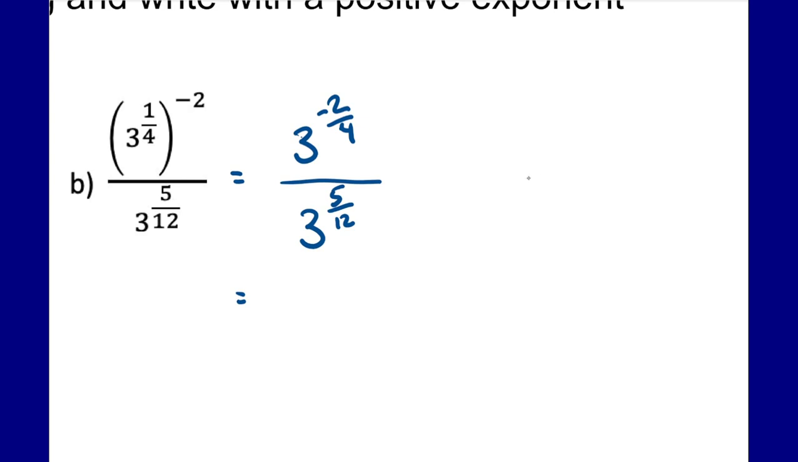When I'm dividing two powers, similar to subtracting fractions, which is similar to adding fractions, I need a common denominator. So the common denominator would be 12, so I can multiply the first fraction by 3. So negative 6 over 12 minus 5 over 12 is what it's going to work out to. And this works out to negative 11 over 12.